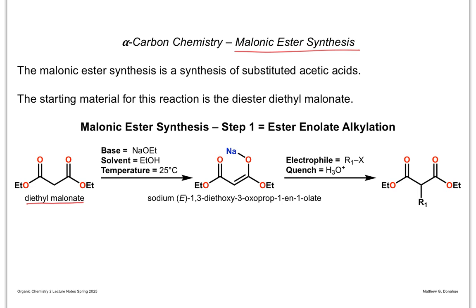So diethyl malonate has two acidic alpha protons, H and H. We're going to use the sodium ethoxide to deprotonate. That now generates our enolate. And then we can substitute one of those H's for R1.